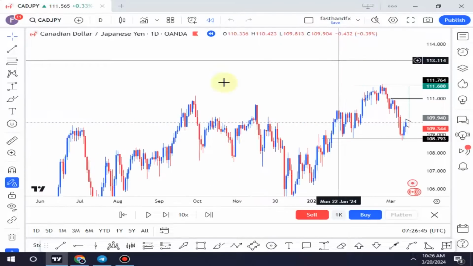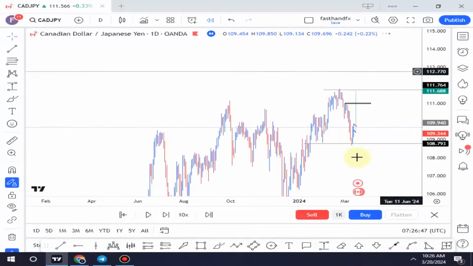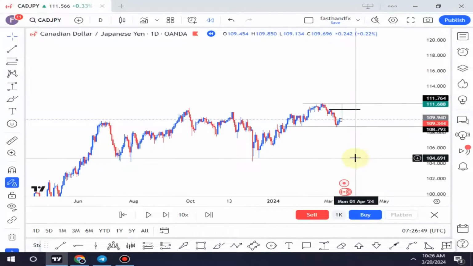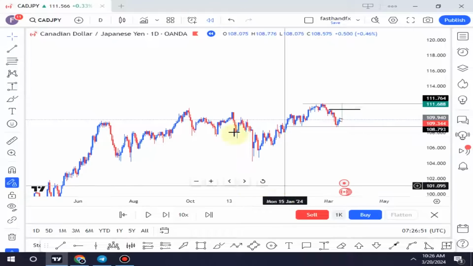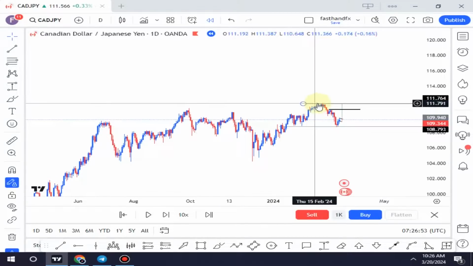Okay, so if you kind of see, the analysis was simple. What was I looking for? The previous low and the previous high. This is a low and this is a high. Simple. I'm done. So let me go back to the H4.